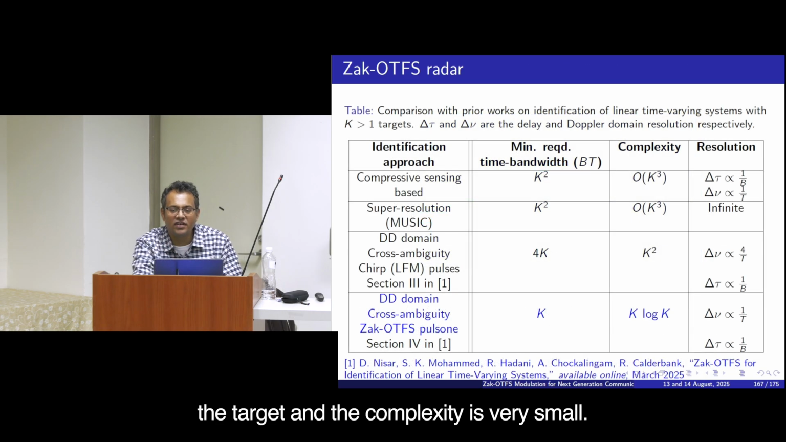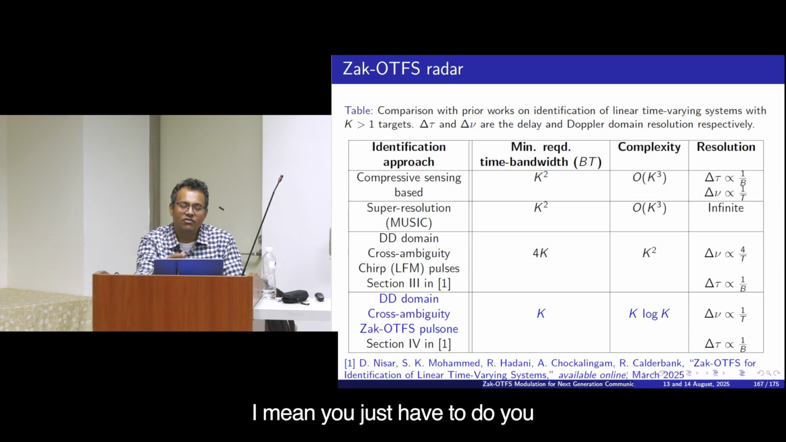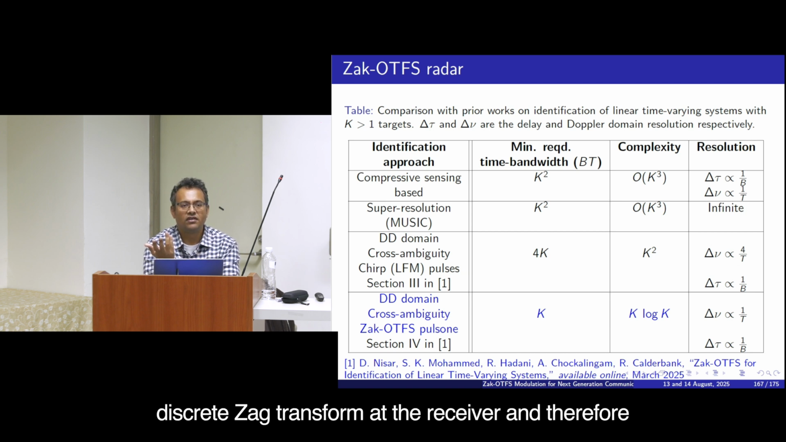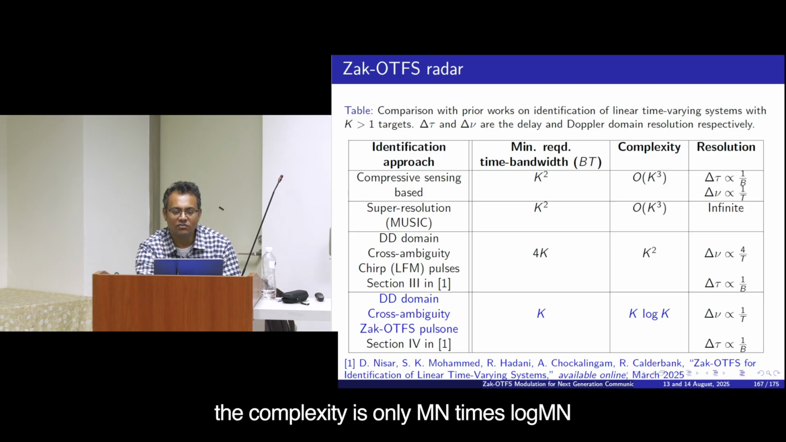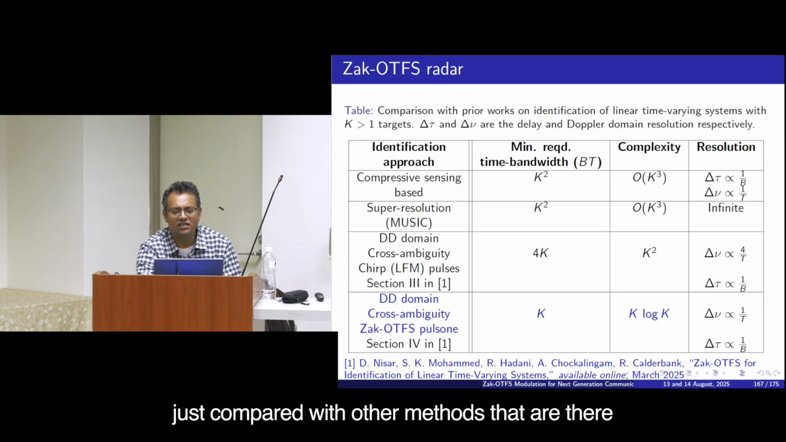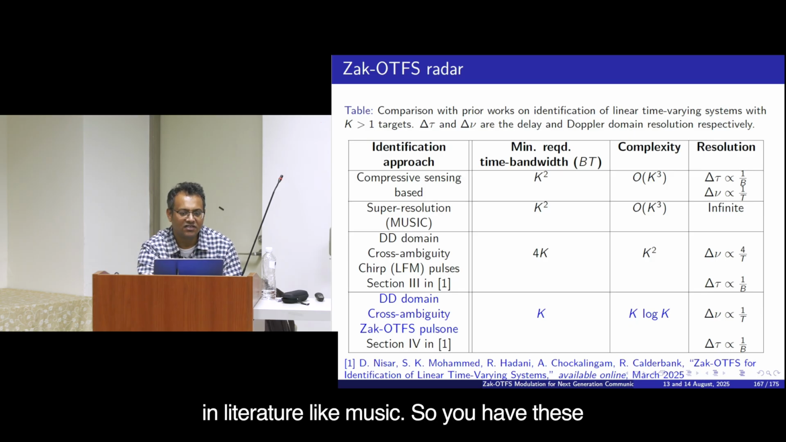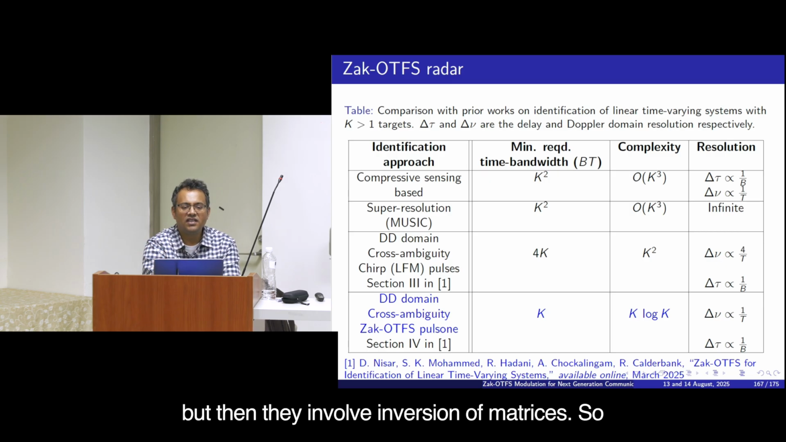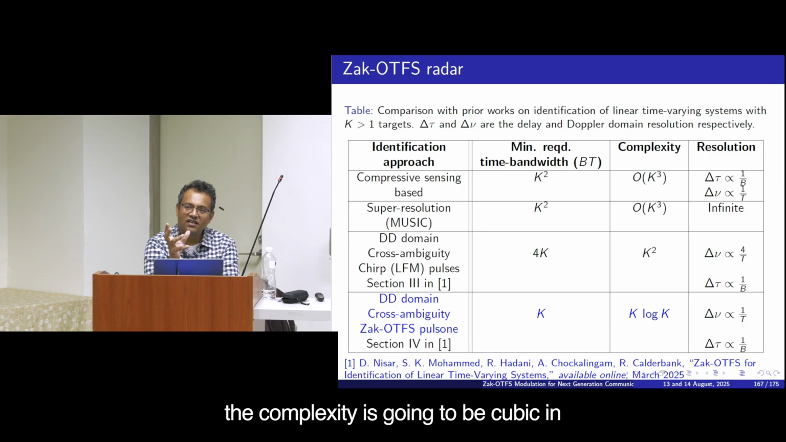and the complexity is very small. You can implement this in discrete form using again the discrete Zak transform at the receiver, and therefore the complexity is only MN times log MN. Here I have compared with other methods in the literature like MUSIC. These methods like MUSIC have very high resolution, but they involve inversion of matrices, so the complexity is going to be cubic in your dimensions.